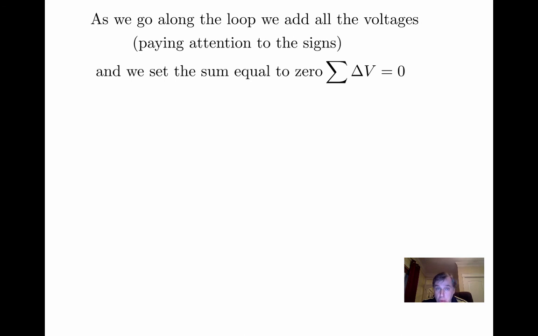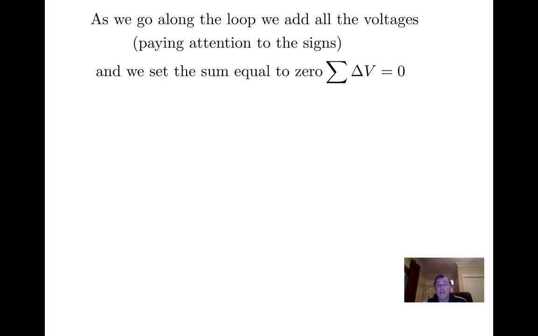The signs are crucial here. You must assign the correct sign. It can be a positive voltage or a negative voltage. If the potential goes up, your voltage is positive because delta V is positive. If the potential goes down, the voltage is negative. We're going to see an example in a minute of how that works. Okay, but that will give us an equation: the sum of the voltages along a closed loop equal to zero.